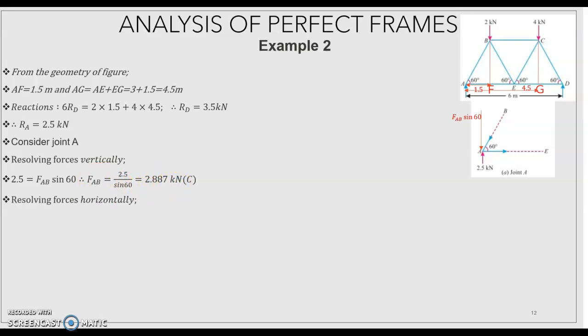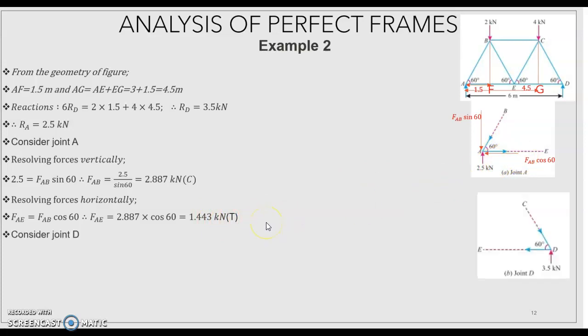This is compression. Then resolving horizontally, the horizontal forces are the AE horizontal force and the horizontal component of AB, FAB cos 60. Equating these two horizontally, FAE is equal to FAB cos 60. Therefore, FAE is equal to 1.44 kilonewton. And the arrow is away from the joint, so it is tension. Then consider joint D.